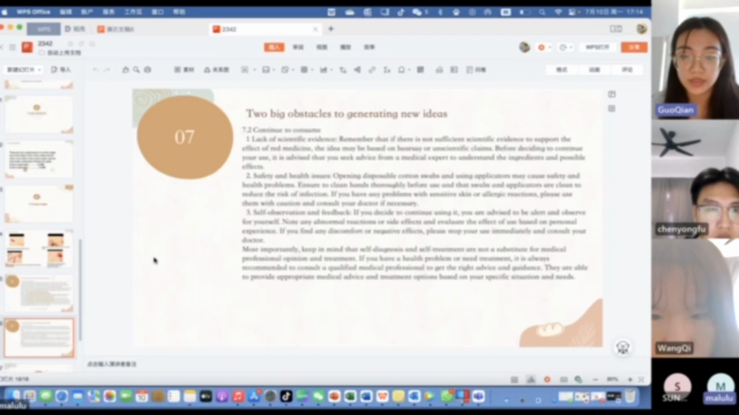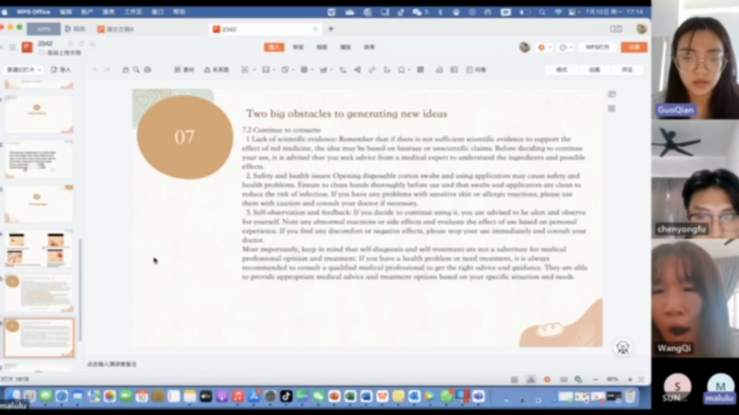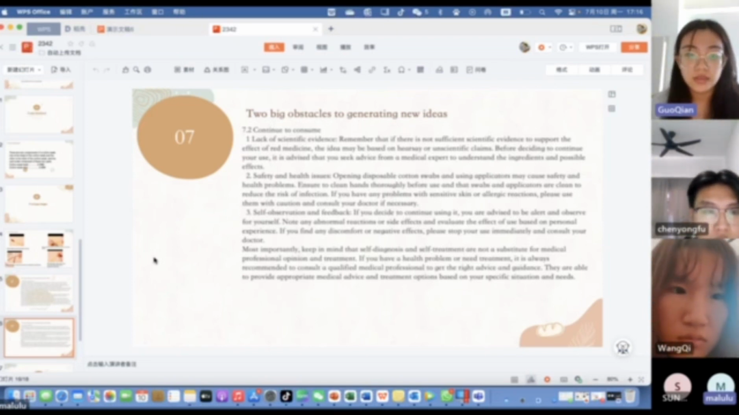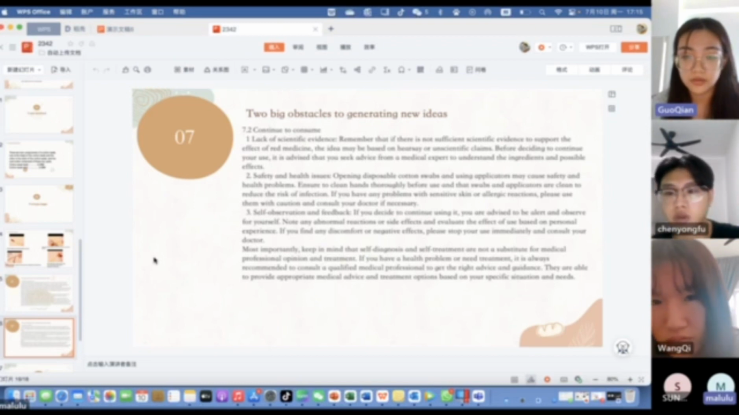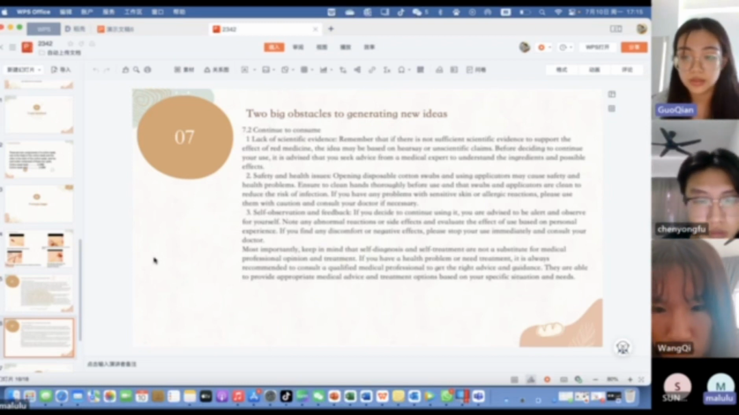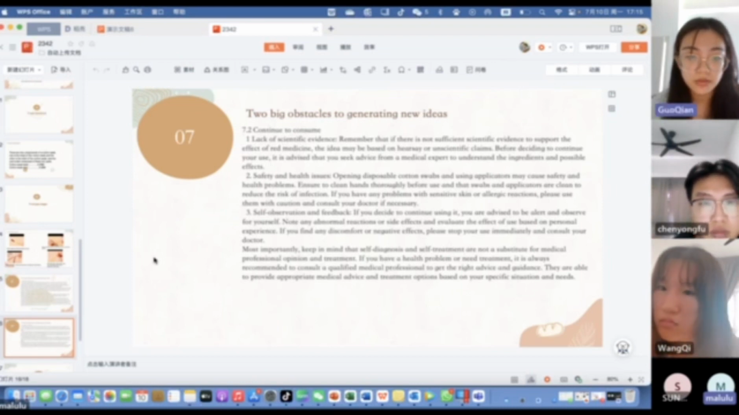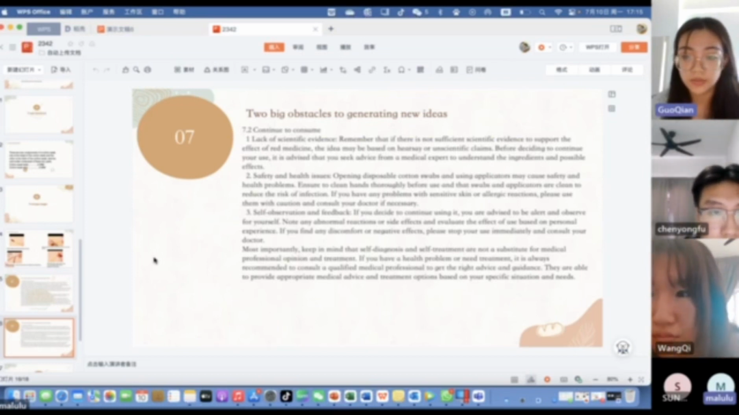If you decide to continue using it, you need to be alert and observe for yourself any abnormal reactions or side effects, and evaluate the effect of use based on personal experience. If you find any discomfort or negative effects, please stop your use immediately and consult your doctor. Most importantly, keep in mind that self-diagnosis and self-treatment are not a substitute for medical professional opinion and treatment.